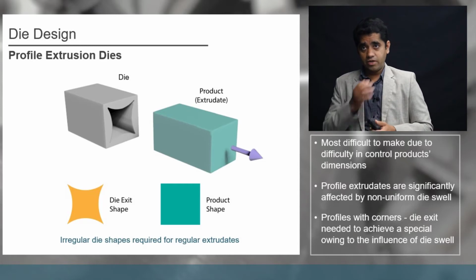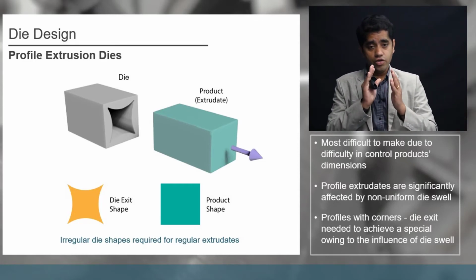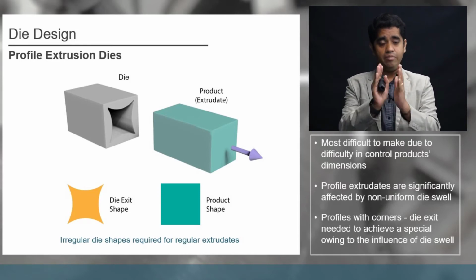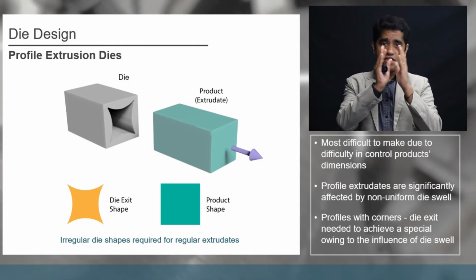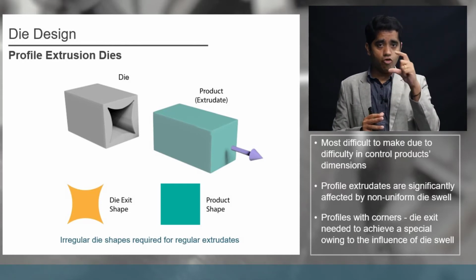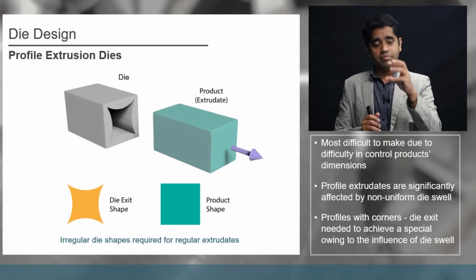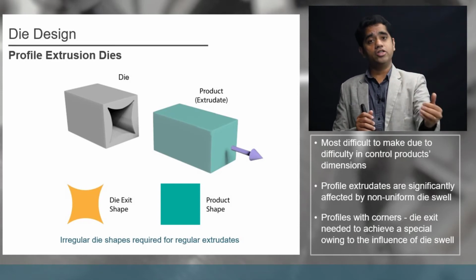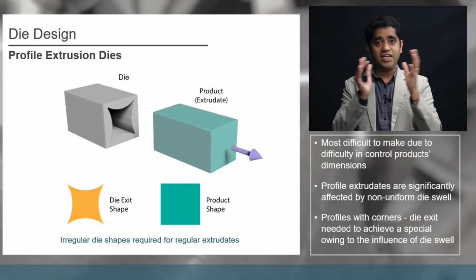One important aspect of profile extrusion dies is that you don't want the die to have exactly the same dimensional geometry as the product. For example, if you're making a square that is 4 inches square, you don't want a 4-inch square die profile for a 4-inch square product, because there will always be die swelling.